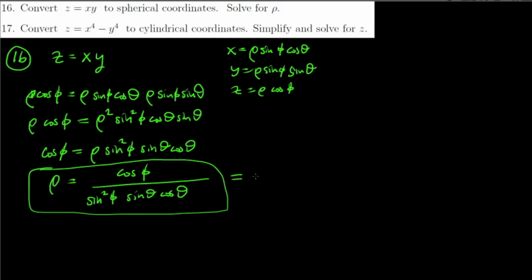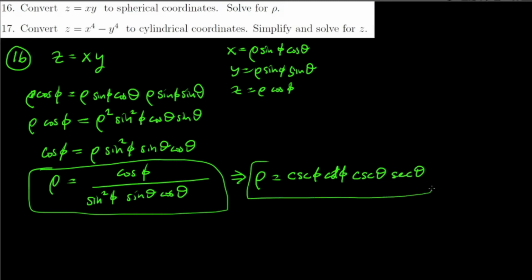Of course, you can also write this as, well, let's see. So cosine over sine is cotangent times cosecant. So cosecant phi, cotangent phi, and then we just have cosecant and secant of theta. So I guess that's another way to write it.